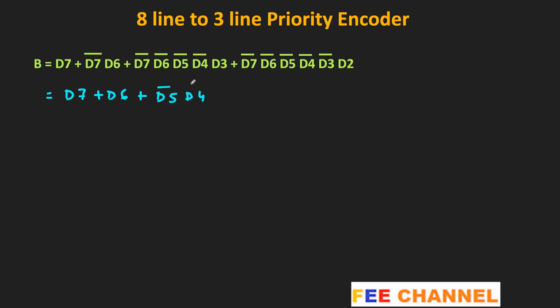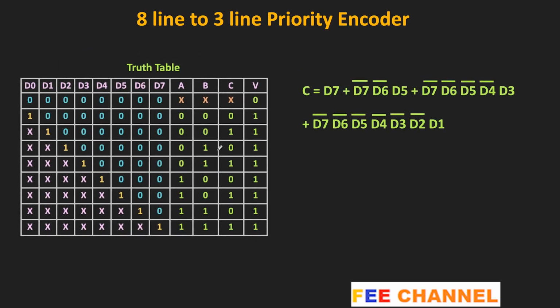Moreover, in these last three terms, this D6 invert is also common. So let's also take it outside. So now, we will have this D7, or D6 invert, D5, or D5 invert, and D4 invert, and D3 invert, and D2 and D1. So once again, in the bracket, if you see, then in the last two terms this D5 invert is common. So, let us take it outside.